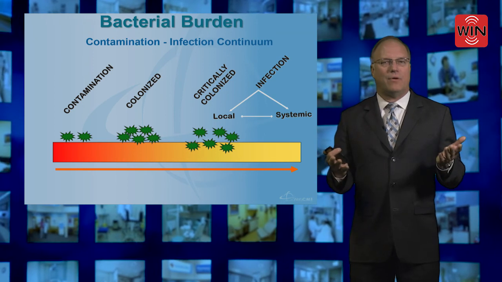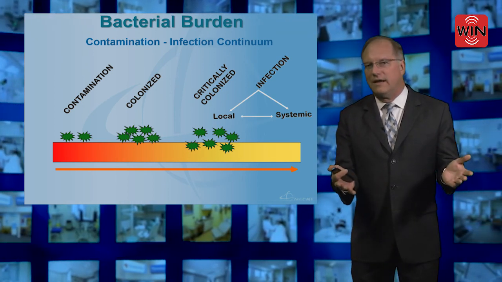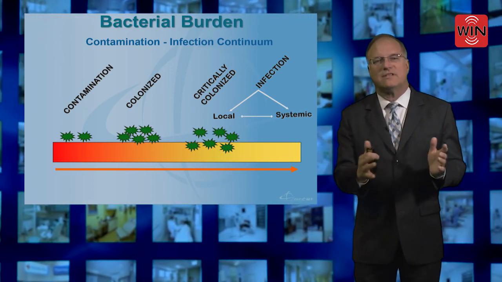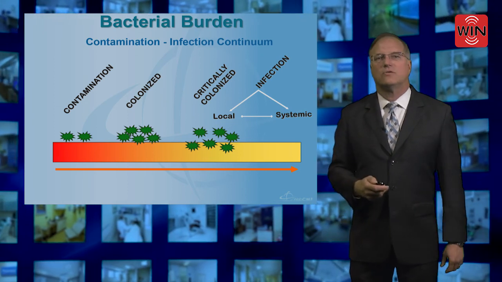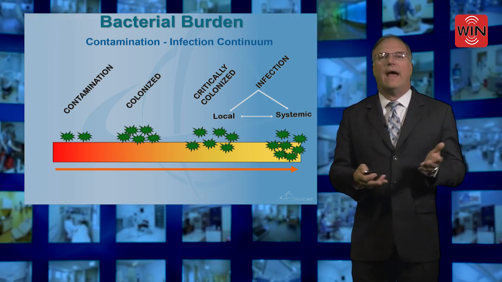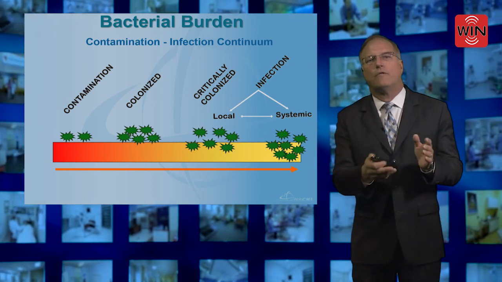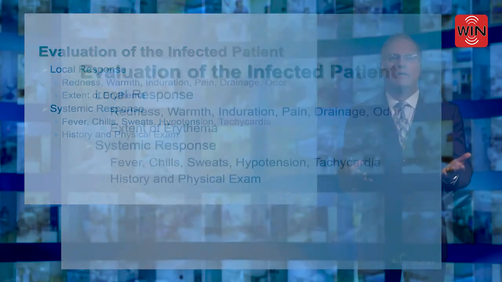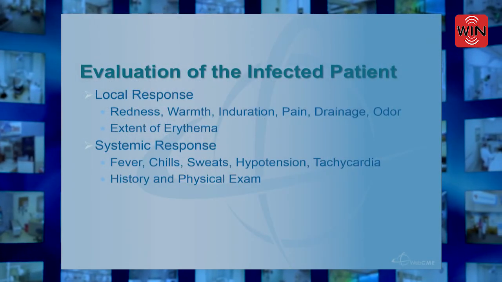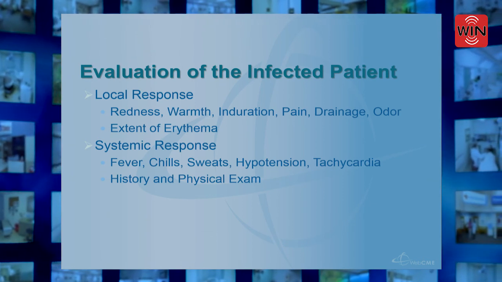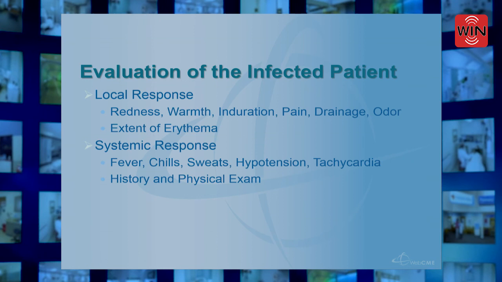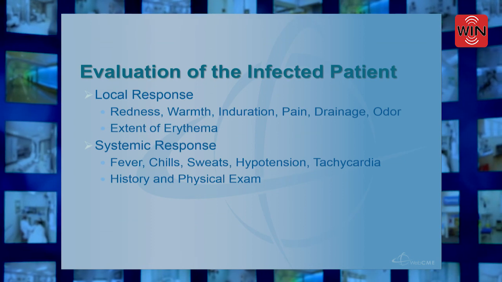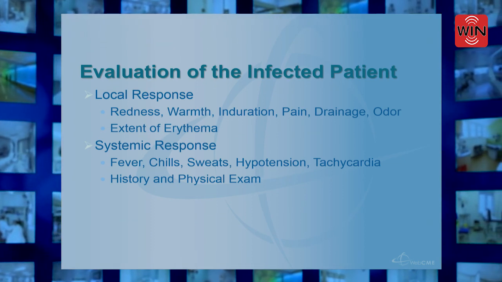Infection can be declared on both a local vantage point or a systemic vantage point. Local being the wound and the peri-wound tissues themselves, systemic, deeper structures as well as throughout the body. And when we have a progression of infection, it typically will go from a local response to a systemic response. When we have a local response, we'll see redness and warmth, induration, pain, drainage. There's increased odor. And the extent of the erythema is localized to that area around the wound, typically described as being a diameter of a wound outside of the wound margin.